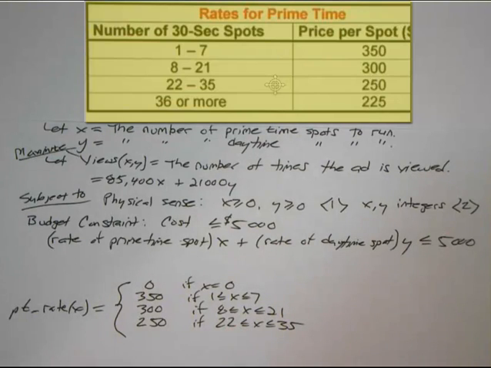Then the cheapest primetime spots come about if you order 36 or more of them. That brings the price down to $225. So we have that function there.